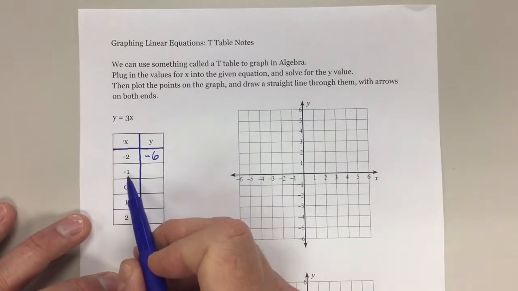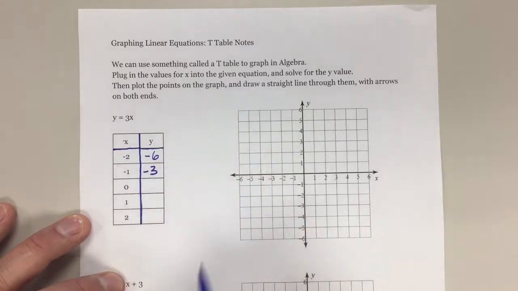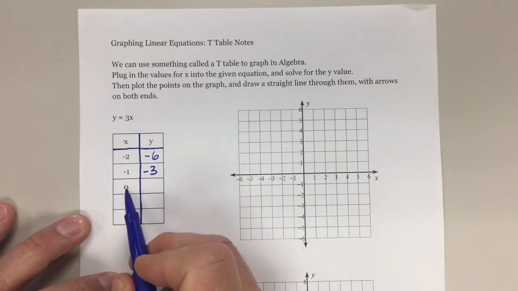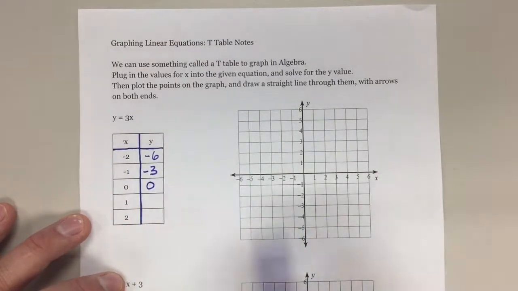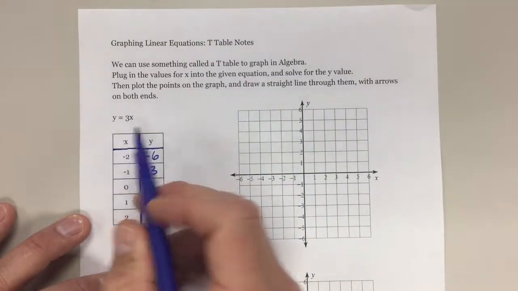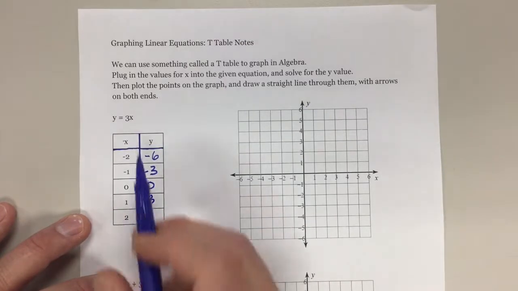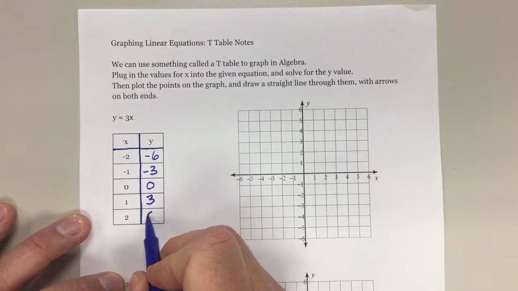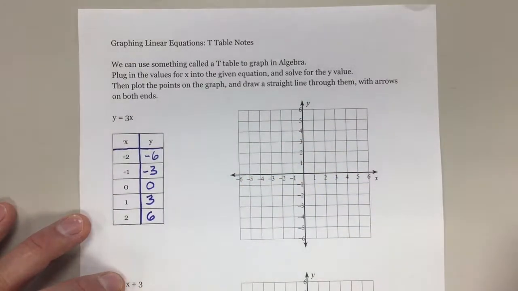And then I plug in -1. 3 times -1 is -3. I plug in a 0. 3 times 0 is simply 0. I plug in a 1. 3 times 1 is 3. I plug in a 2. 3 times 2 is 6. And now I have 5 points that I can graph on my coordinate plane.